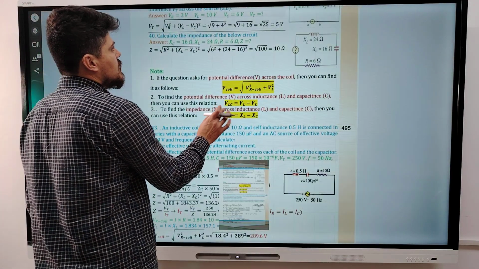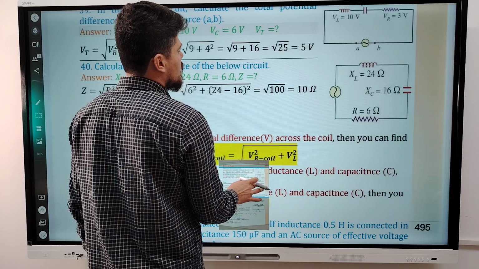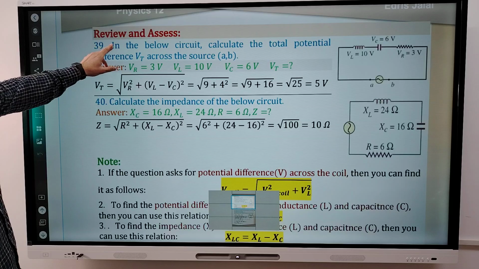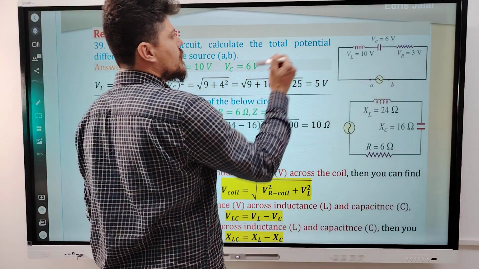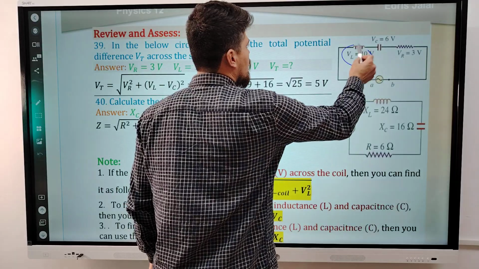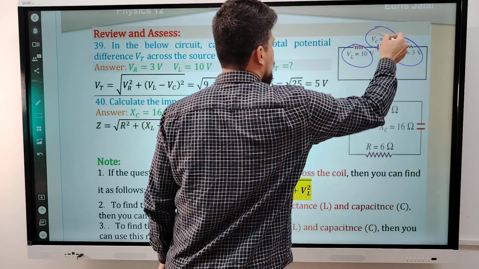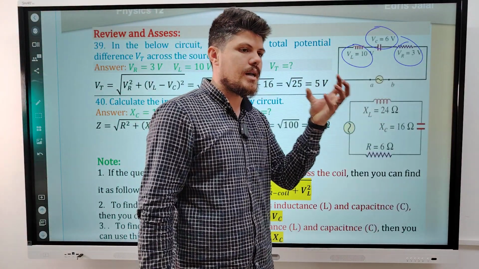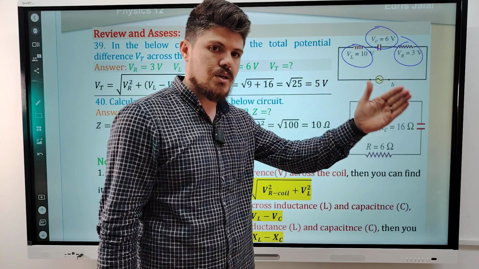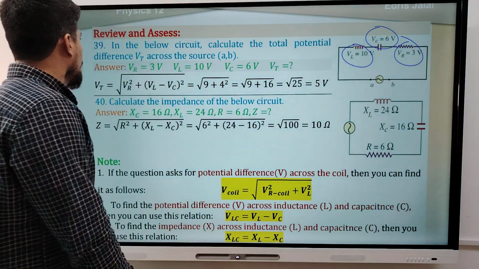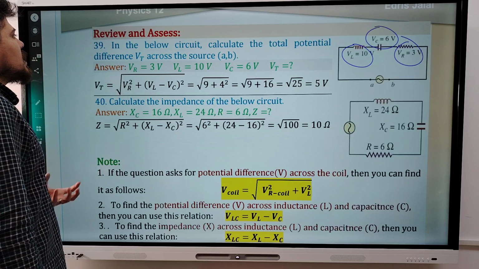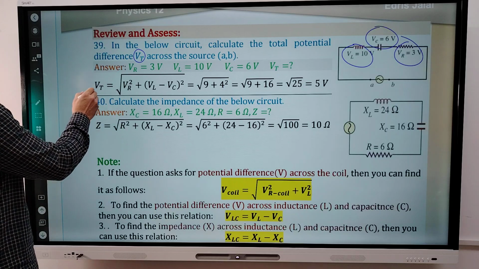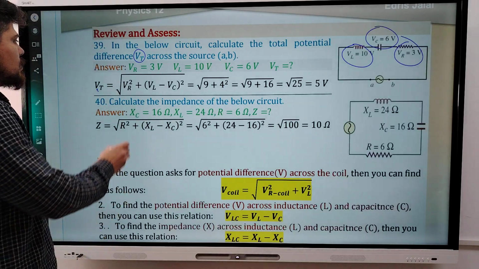Question 39. Just replace, okay? An easy question. In the below circuit, the circuit is given, okay? This is VL, V across the capacitance, and V across the resistance. The total potential difference should always be bigger than the individual ones, like V across R, L, or C, okay? Calculate the total potential difference, VT, across the source. It means that V total is unknown.